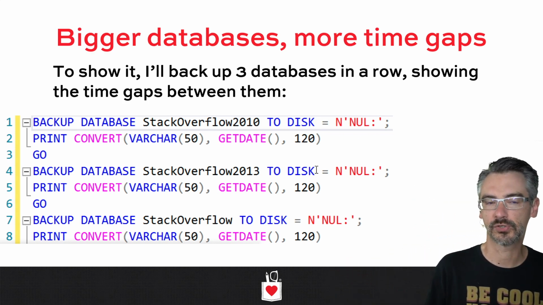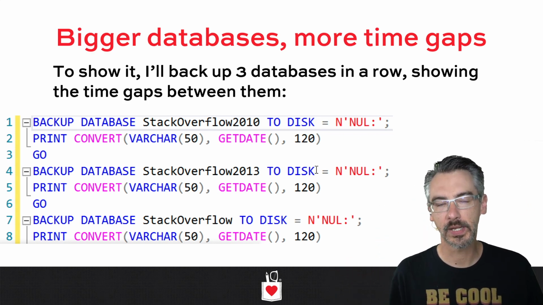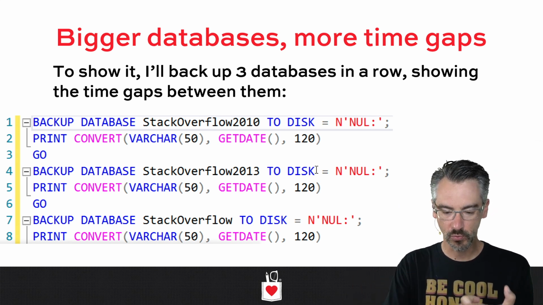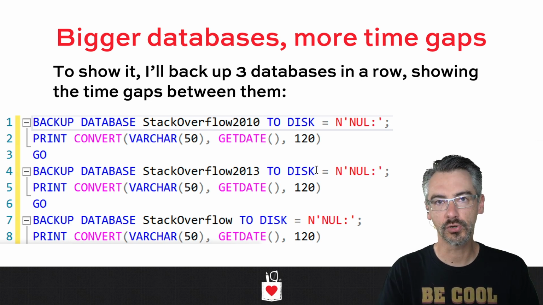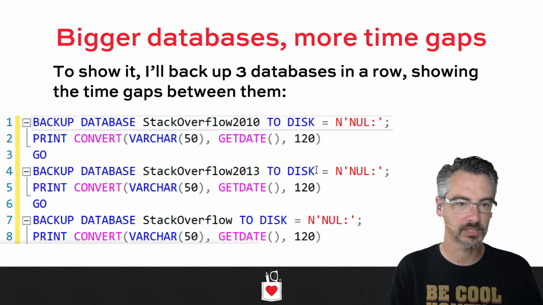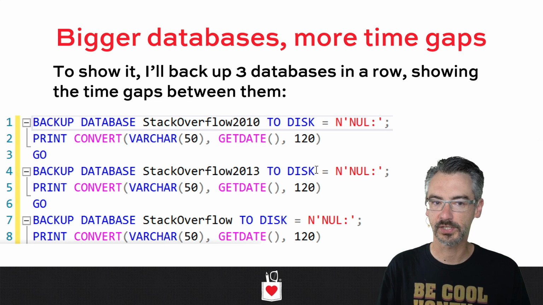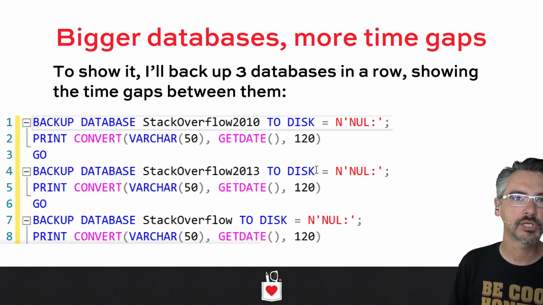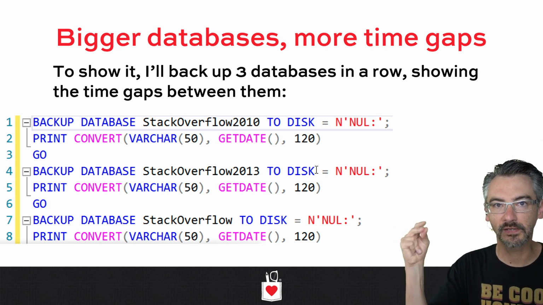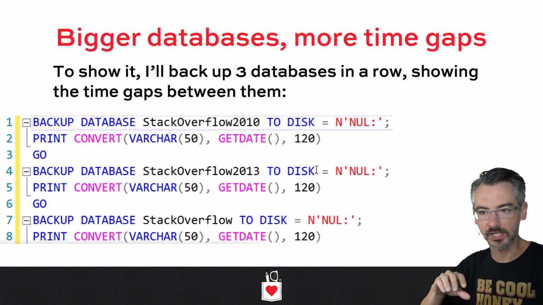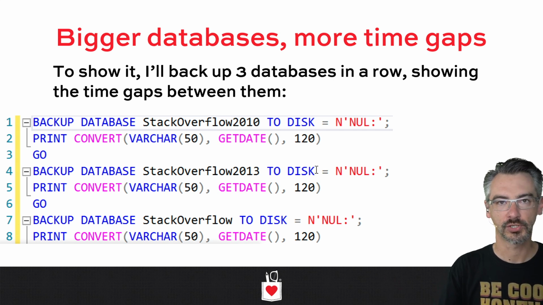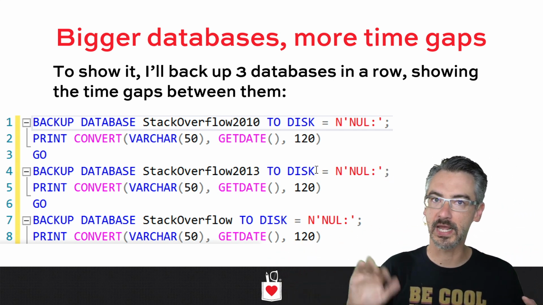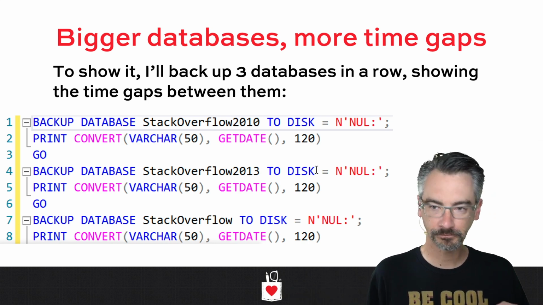In order to demonstrate it, I'm going to take the 3 databases on my desktop lab. I run the Stack Overflow databases from 2010, 2013, and current. I have all 3 of these databases on my server at the same time. So I'm going to back up all 3 of them. I'm using backup to null just because that goes extremely fast. It reads the data, but then it doesn't actually write anywhere. So I'm measuring the best case scenario for backups, just streaming the data out as quickly as I can.